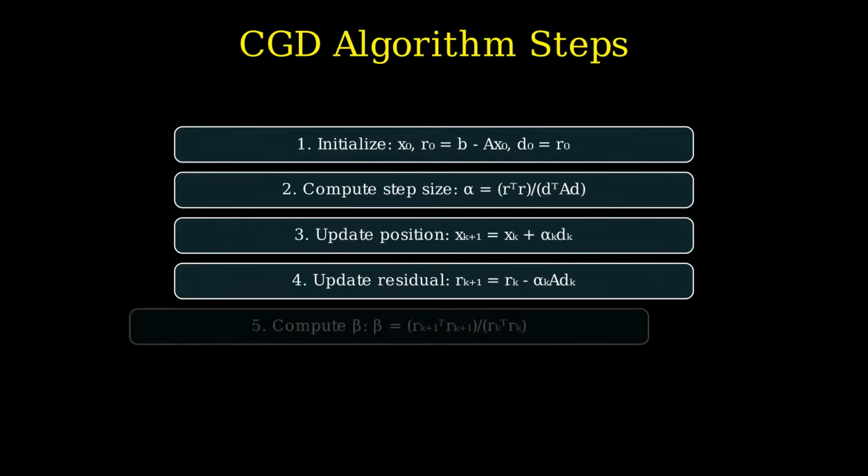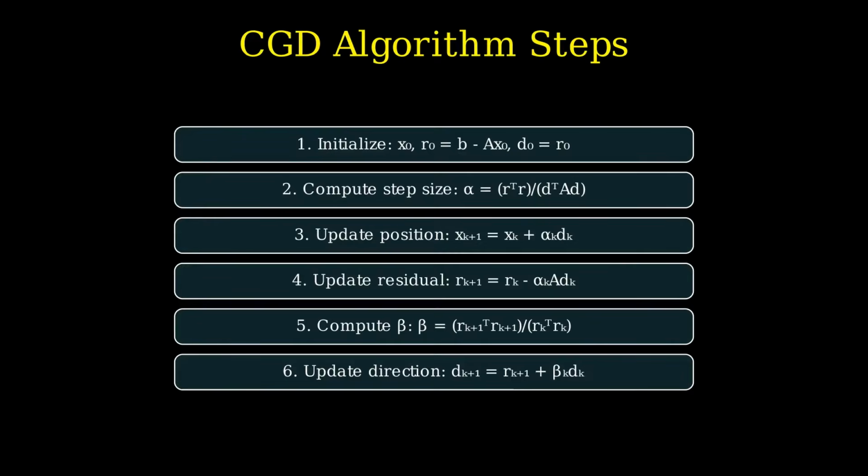Steps 5 and 6. This is the magic. We compute beta. Beta equals r_(k+1) transpose r_(k+1) divided by r_k transpose r_k. Then we update the search direction. d_(k+1) equals r_(k+1) plus beta_k times d_k. This is not just the gradient. We're combining the new gradient with the previous search direction weighted by beta. This creates a conjugate direction that's guaranteed not to undo the progress we've made.